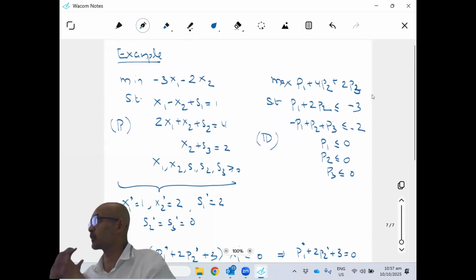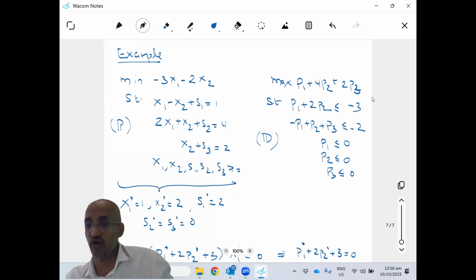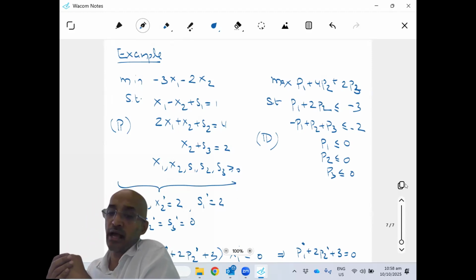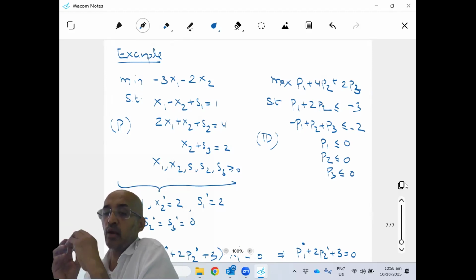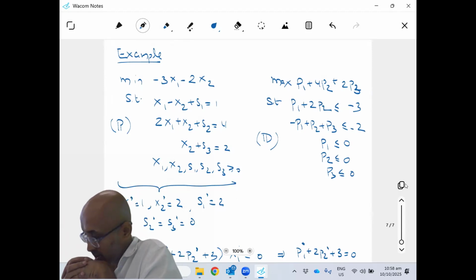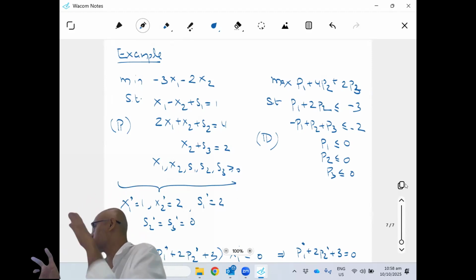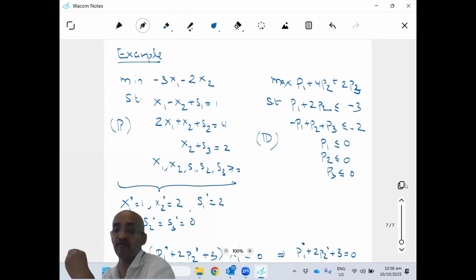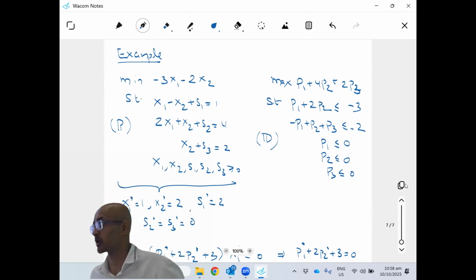Okay, any questions with the coverage so far? So we covered complementary slackness, strong duality, and weak duality. And what is the relationship between the primal and dual? The relationship between these two problems is extremely critical, and you should get comfortable working with either formulation over time.